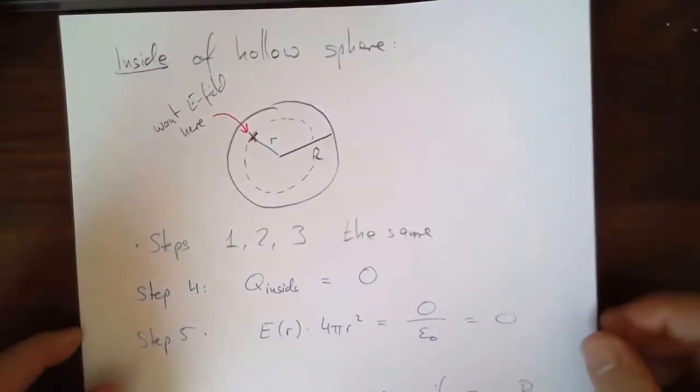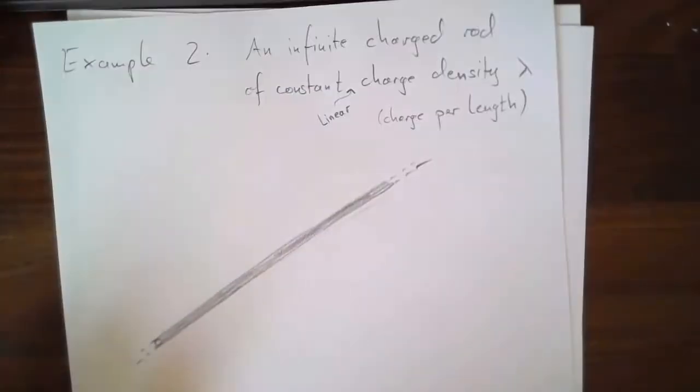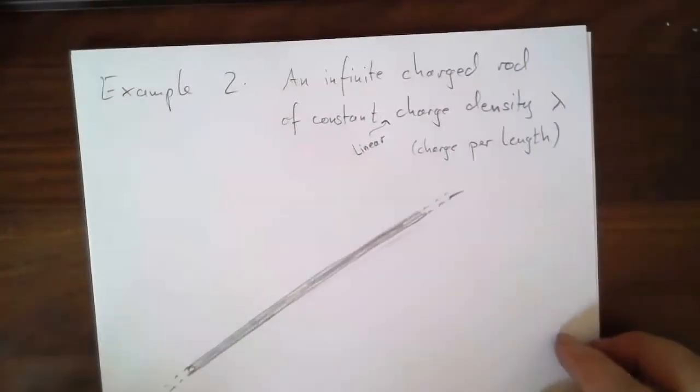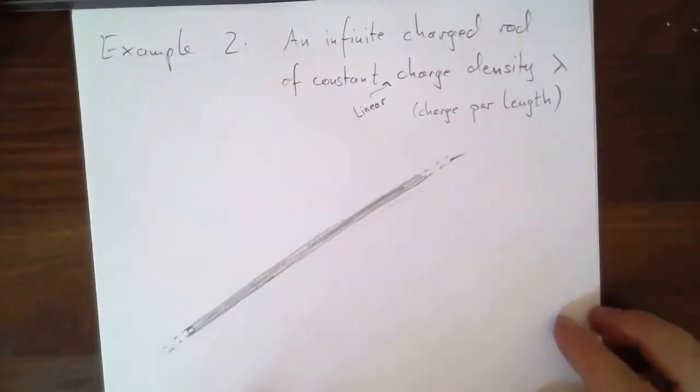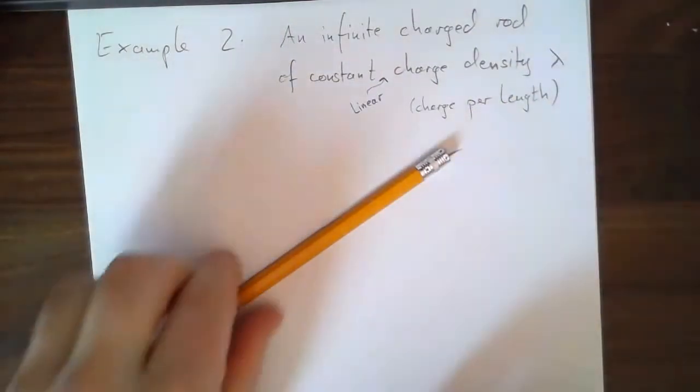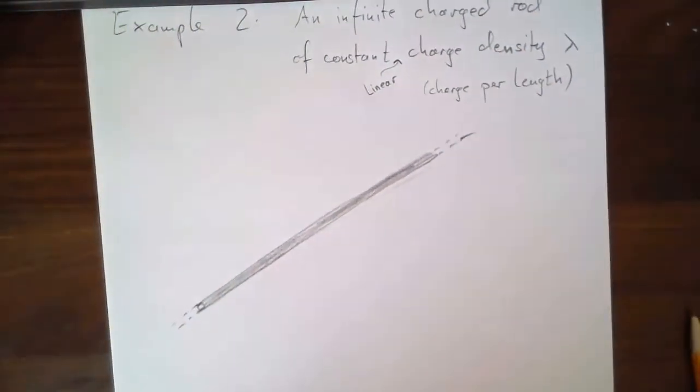Inside and outside the hollow sphere. So now let's go to example 2, and I took the liberty of pre-drawing 2. Example 2 is an infinite charged rod. So imagine a charged rod, much like this pencil, right? And it's infinitely long, which I can't really draw.